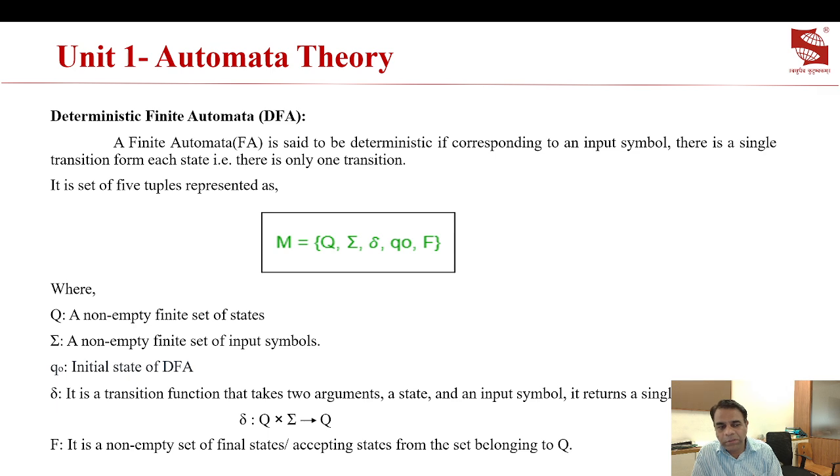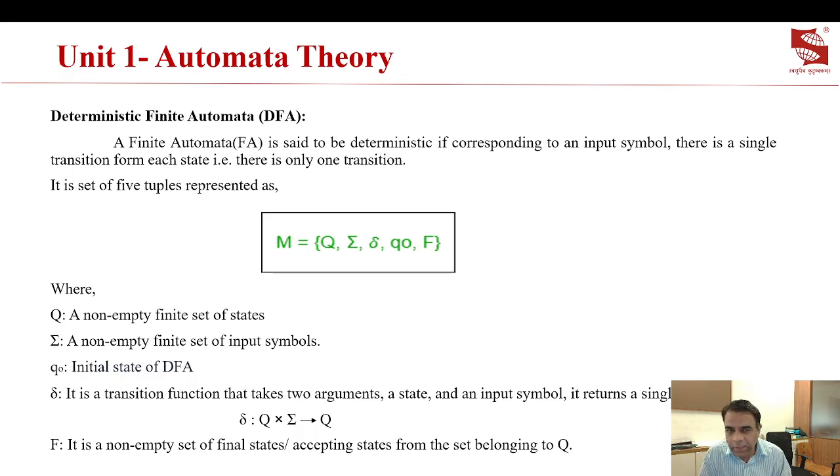In the transition function, we are representing that if you are staying at a particular state Q, when you are reading one input symbol from the alphabet Sigma, you are reaching one particular state only. So Q will take an input symbol and it will reach one state, right? So this is the transition function for the deterministic finite automata.